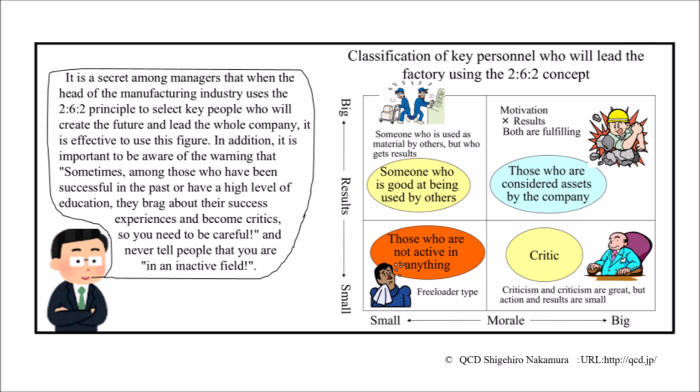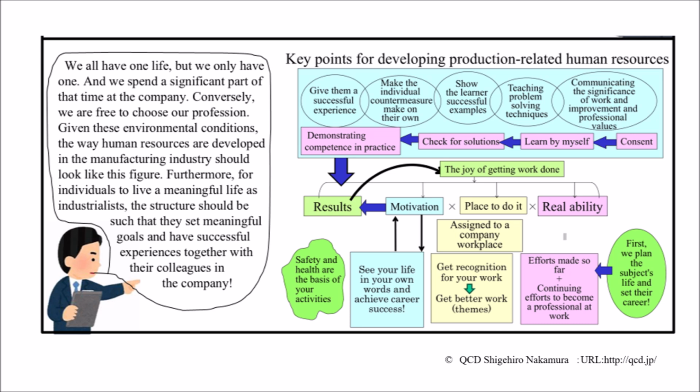To address this issue, the 262 rule is often used in the manufacturing industry, as shown in this figure. It is important to select personnel like those shown on the far right of the upper right corner. The key to making sure that key people succeed as initial leaders of factory improvement is to fully consider the composition of this figure and take measures to develop them, focusing on their own efforts and morale.